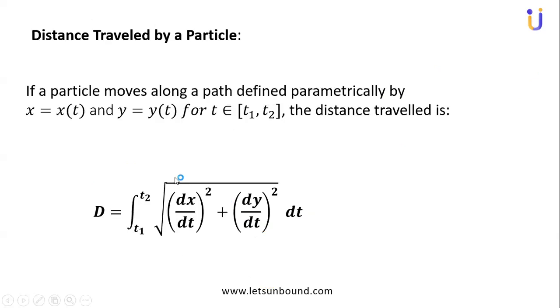Now, distance traveled by a particle. If a particle moves along a path defined parametrically by x of t and y of t, for t from t1 to t2, the distance traveled is the integral from t1 to t2 of the square root of dx by dt the whole square plus dy by dt the whole square. So it's not just x and y every time. Sometimes we use another parameter. So in that case, the distance traveled by the particle is this formula.